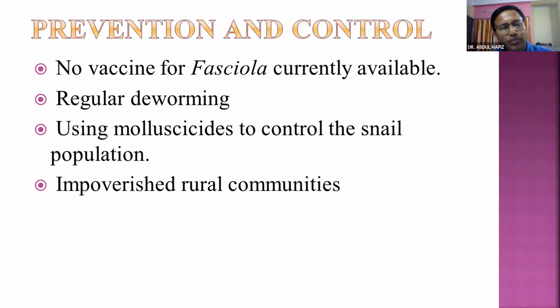And prevention. We know that there is no vaccine against fasciola infection. So we have to do regular deworming on the basis of fecal examination, and use a molluscicidal drug to control the snail. That means we have to mainly control the snail, because it is the intermediate host. If we can control the snail, we can control the fasciola also.